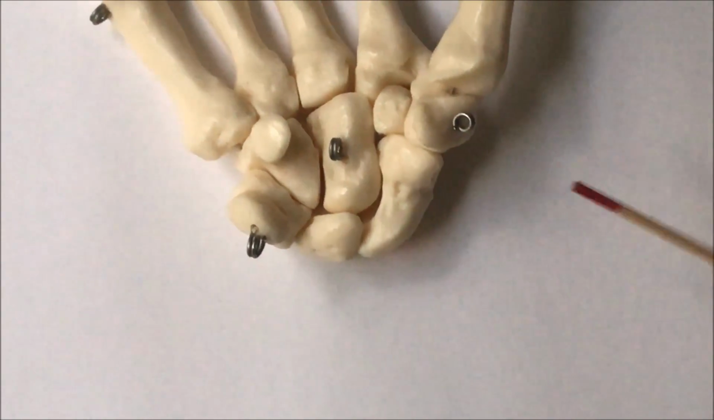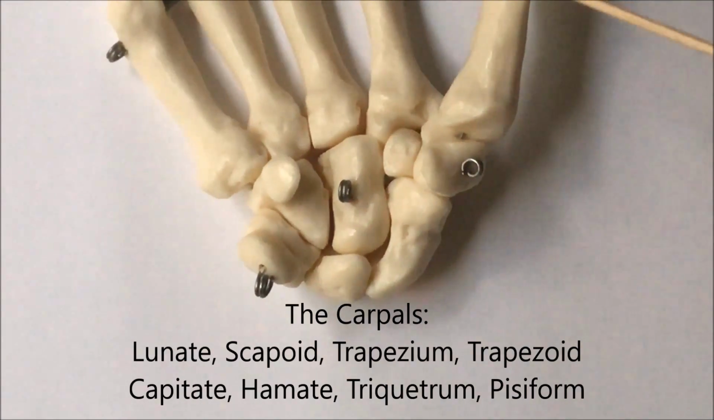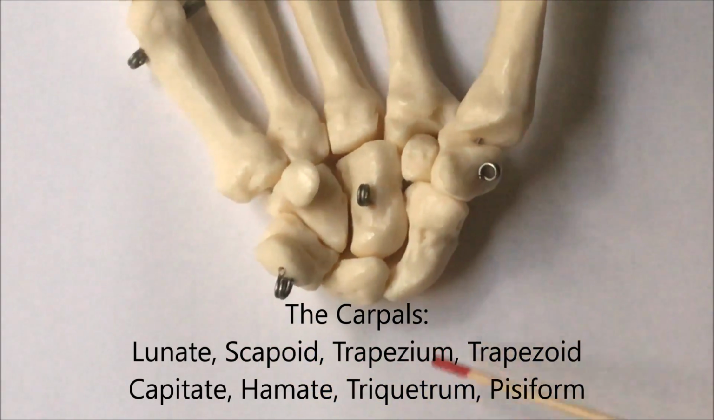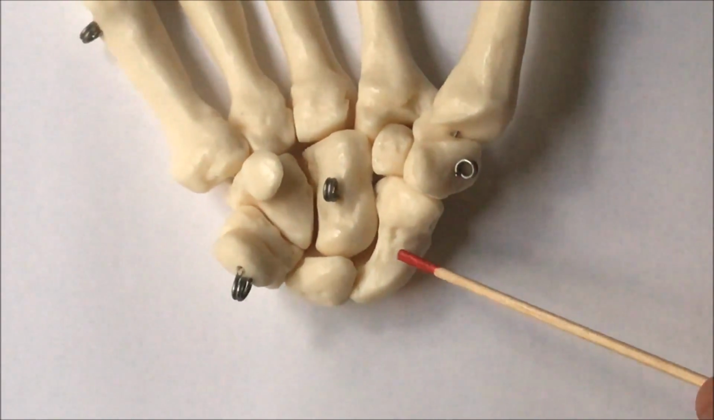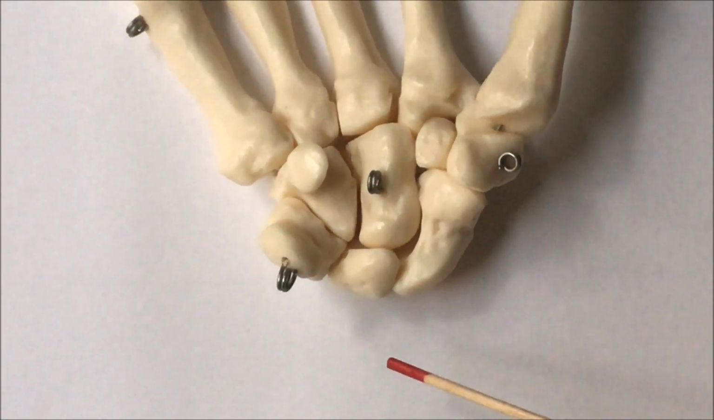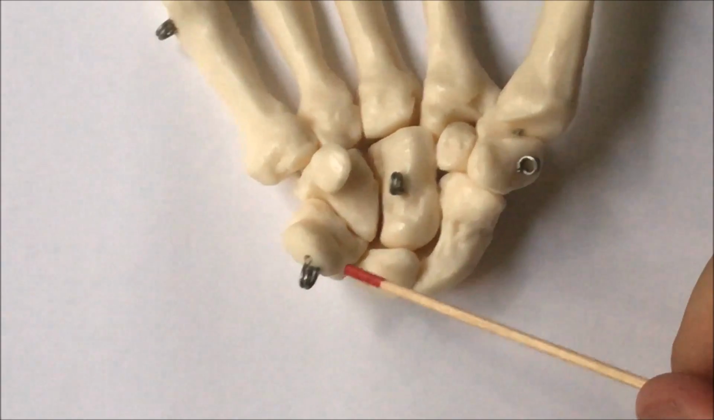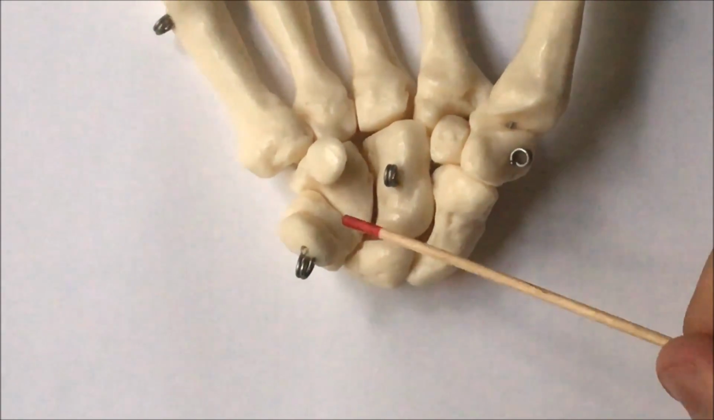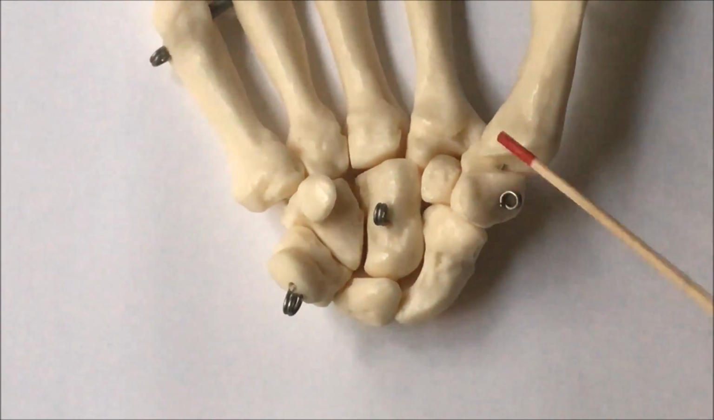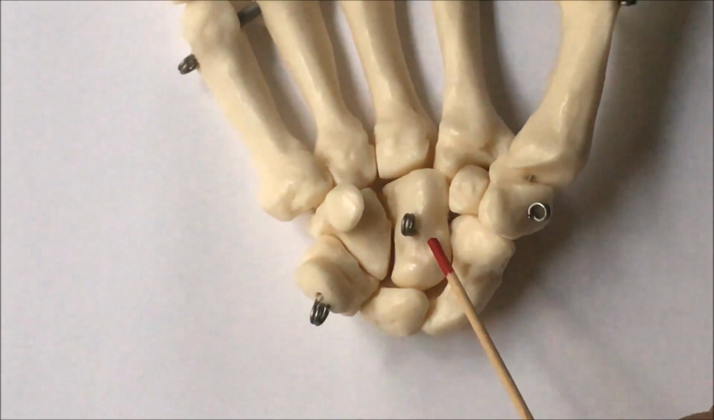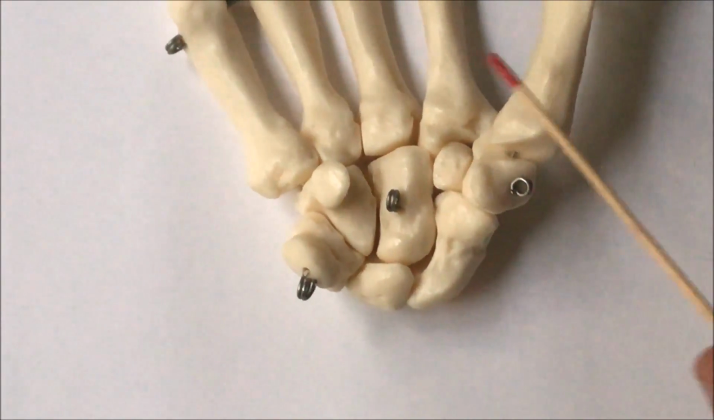To review, there are 8 carpals, or wrist bones, which are located between the metacarpals and the distal end of the forearm. The lunate and the scaphoid articulate with the radius, forming the radiocarpal joint, and with the triquetrum and the pisiform make up the proximal row. The triquetrum articulates with the ulna through a ligament. The trapezium, trapezoid, capitate, and hamate articulate with the metacarpals and form the distal row.